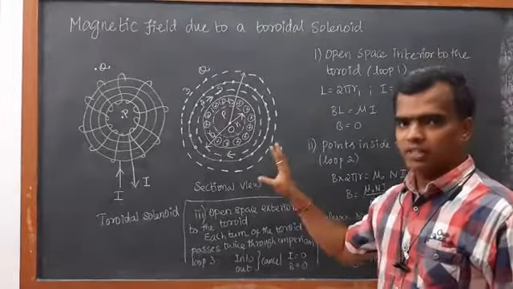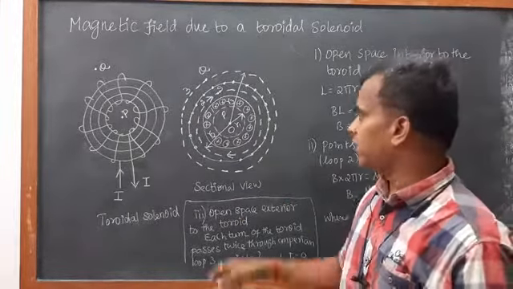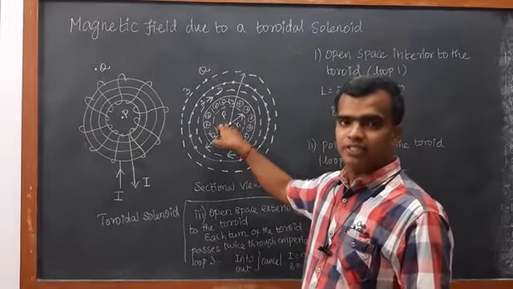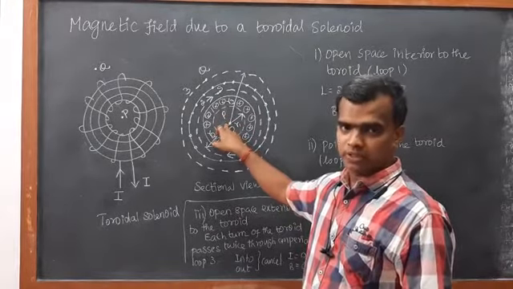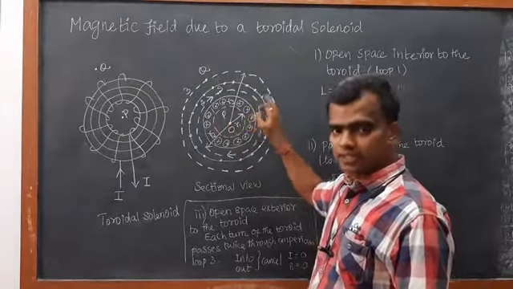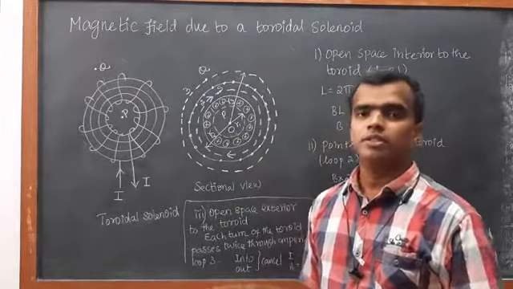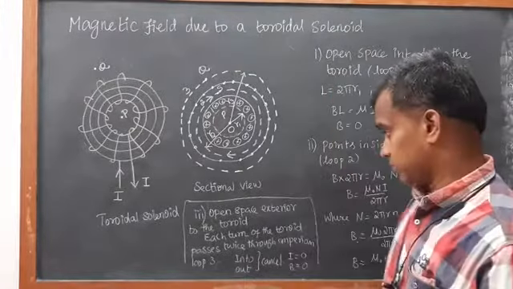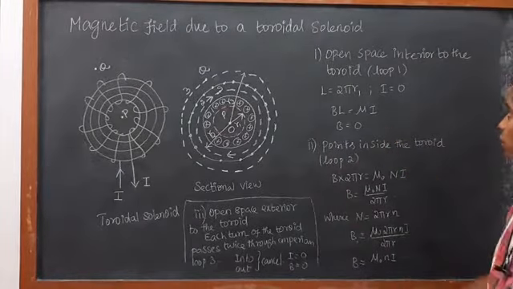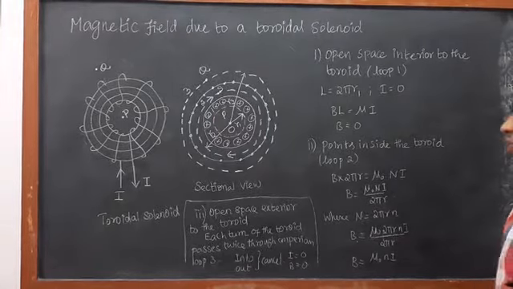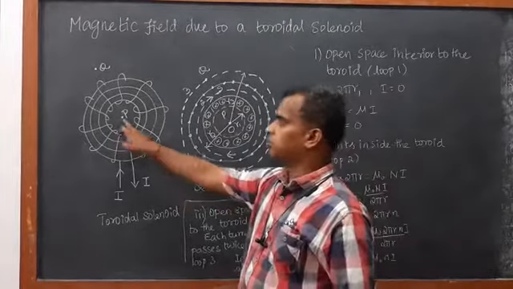What is our aim in that toroid? We are going to find out the magnetic field in the open space inside the toroid, exactly inside the toroid, and outside the toroid. Right. First one, the open space interior to the toroid. What is the open space? Yes, of course, this point P.